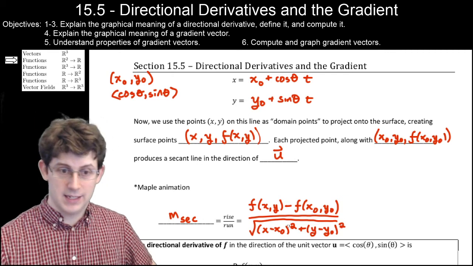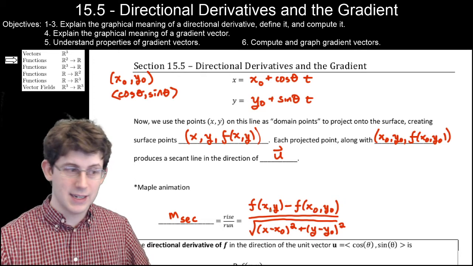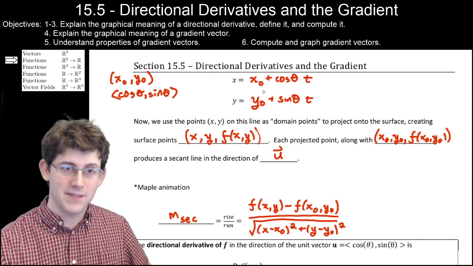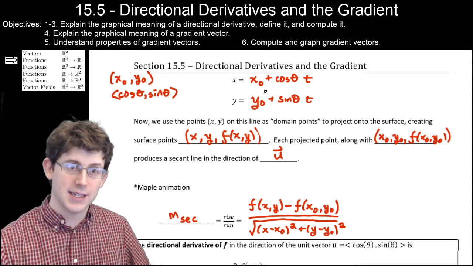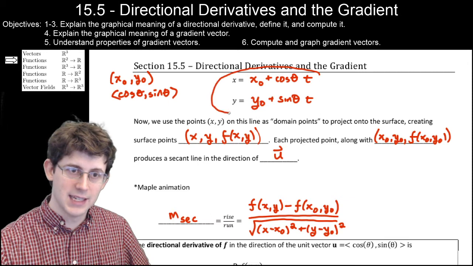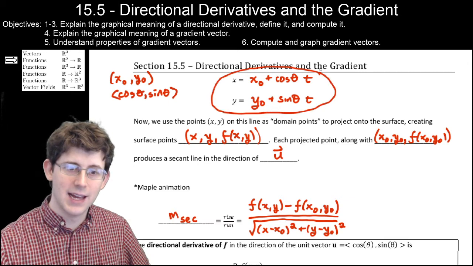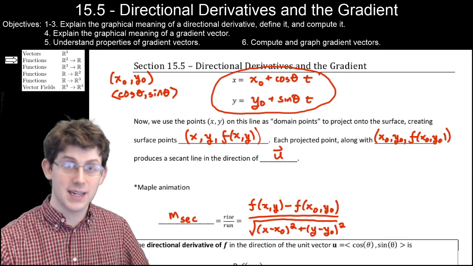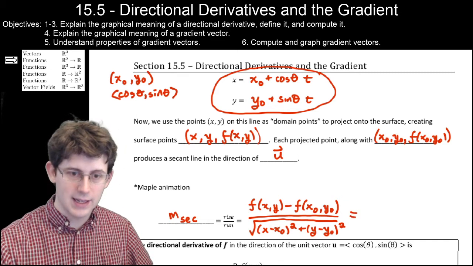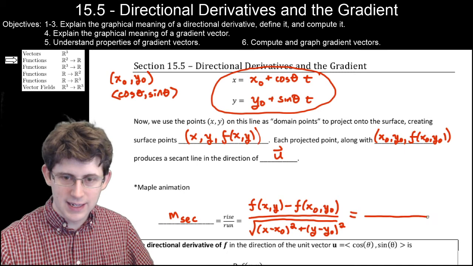Okay, this is quite a mess, but x and y have nice formulas here. The x and y come from this line, and we made the line out of cosine theta and sine theta. So something not so bad will happen.